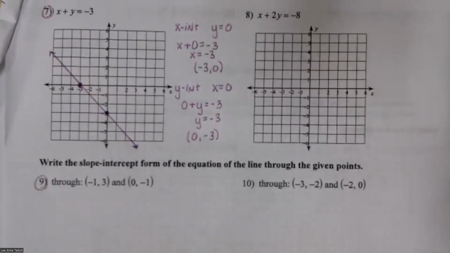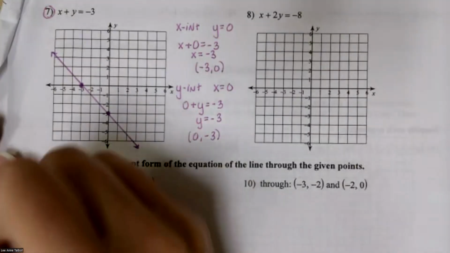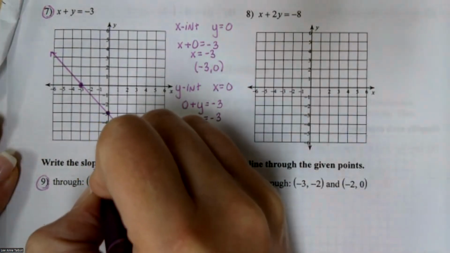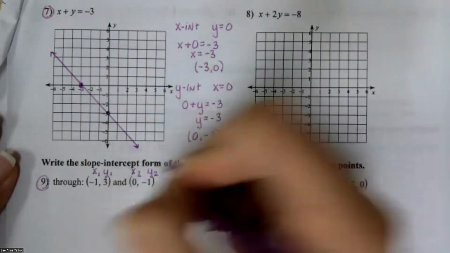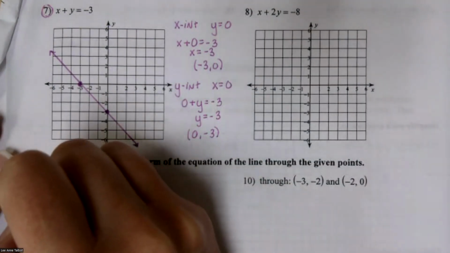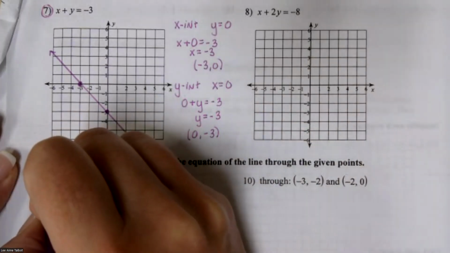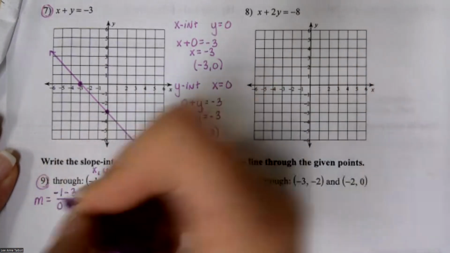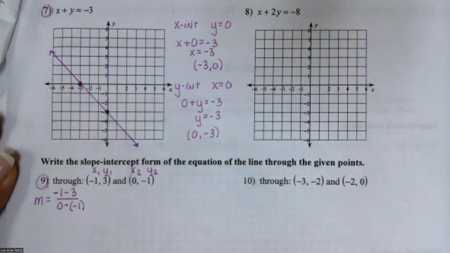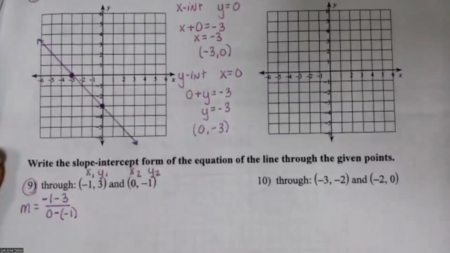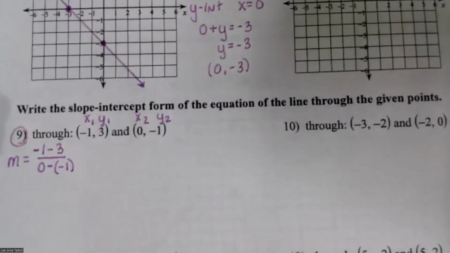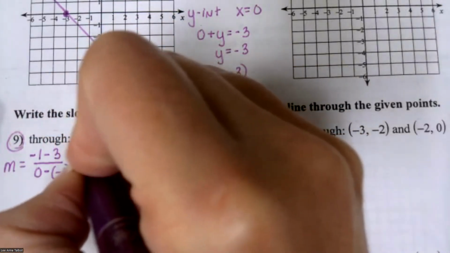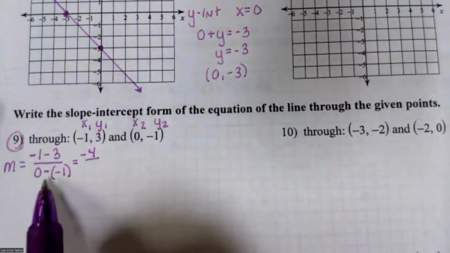Good. Okay. Now, write the slope-intercept form of the equation of the lines to the given points. x1, y1, x2, y2, m equals y2 minus y1 over x2 minus x1. -1 minus 3 is -4. And what do I do down here? Plus.